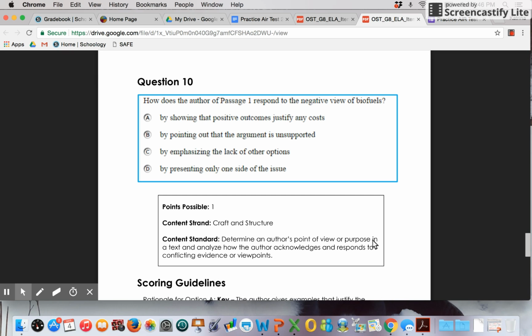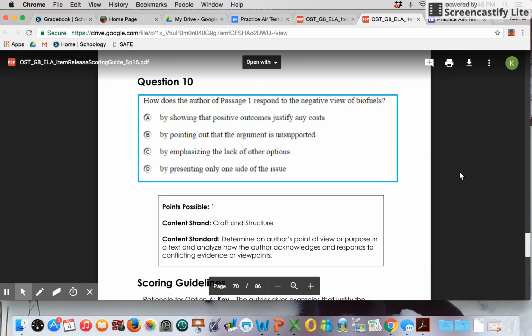Okay, so this is question 4 from your practice test. So again, ignore how it says question 10 up here. The standard that we're addressing with this is your ability to determine an author's point of view or purpose in a text and analyze how the author acknowledges and responds to conflicting evidence or viewpoints.